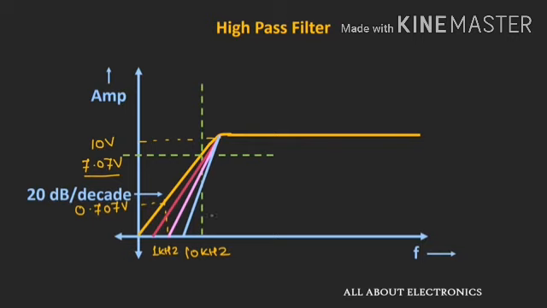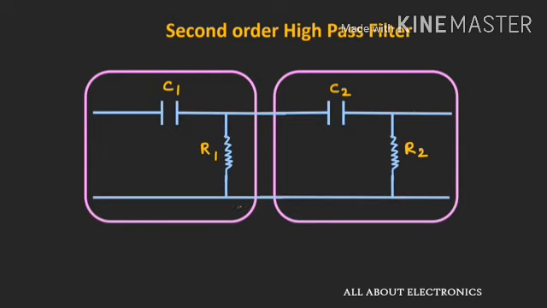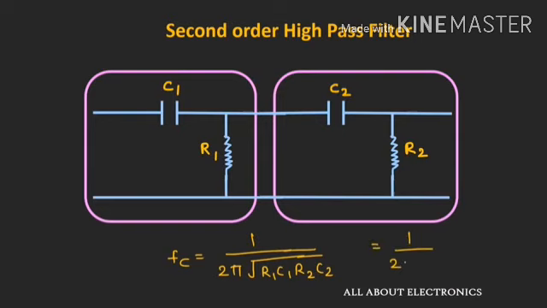Just by cascading these first order high pass filters we can design the higher order high pass filters. So let us take the case of a second order high pass filter. Just by cascading two high pass filters we can design the second order high pass filter, and the cutoff frequency of the second order high pass filter can be given by the equation 1 divided by 2 pi into square root of R1 C1 R2 C2. And if R1 is equal to R2 and C1 is equal to C2, the cutoff frequency will be 1 divided by 2 pi R1 C1.